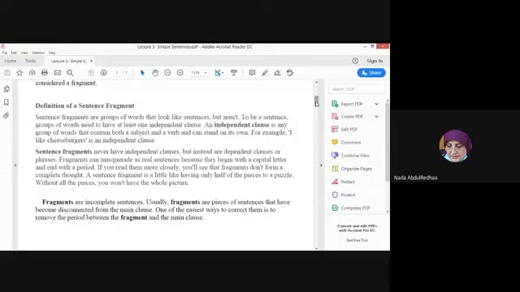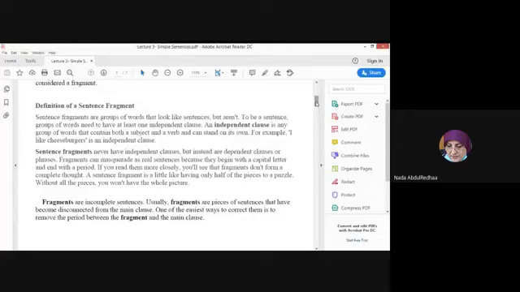So when you see something that starts with a capital letter and ends with a full stop, you might say this is a sentence, but actually it is not. If you read them more closely, you will see that fragments don't form a complete thought. A sentence fragment is a little like having only half of the pieces of a puzzle. Without all the pieces, you won't have the whole picture.